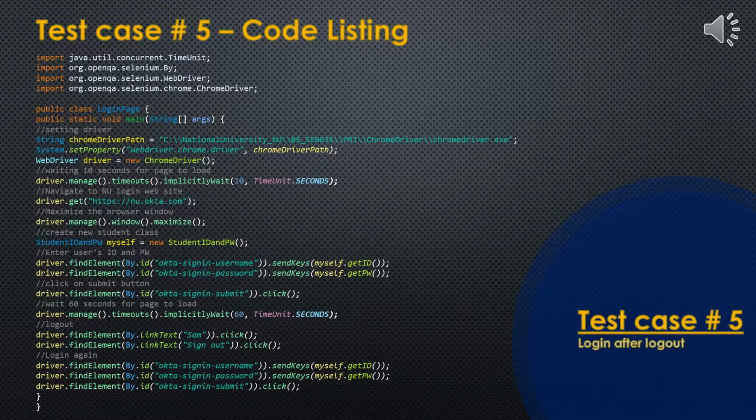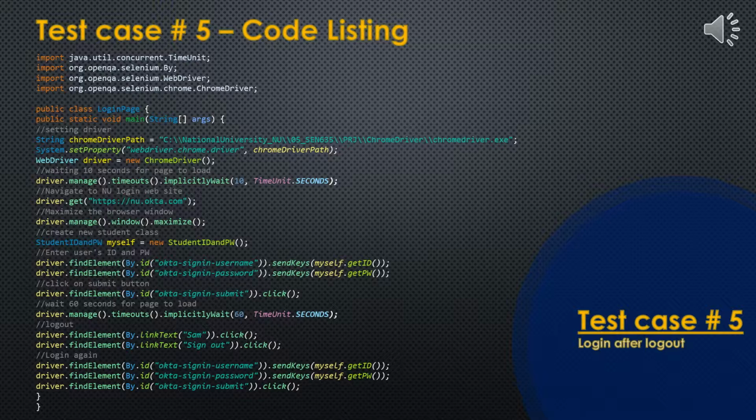After that, create a new instance of student ID and password, a class that we created solely for that, so the automated code will not have any critical information, and instead the username and password are stored in a different class which will be used during the login phase as shown here. Then click on the sign in button.